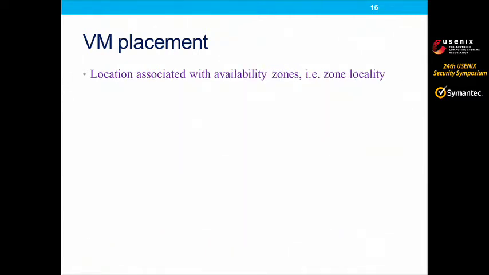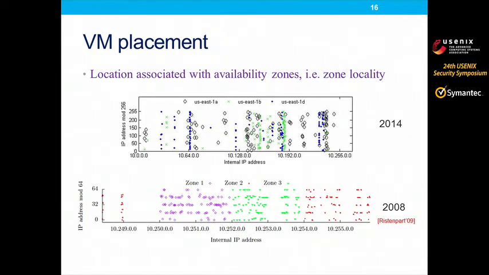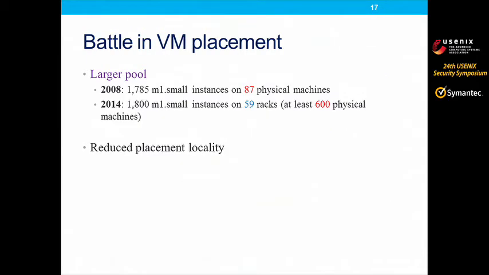Similarly, we also investigated the zone locality. Before a user launches an instance, he will be asked to select a preferred availability zone. And we wanted to see whether this selection will impact the physical location of the instance. Similarly, we have results from our work, and we also have results from a study back in 2008. And again, if we compare these two figures, we can easily find that the availability zone locality back in 2008 was much stronger. And this reduced placement locality means that the virtual machine placement policy of EC2 might have introduced more randomness.